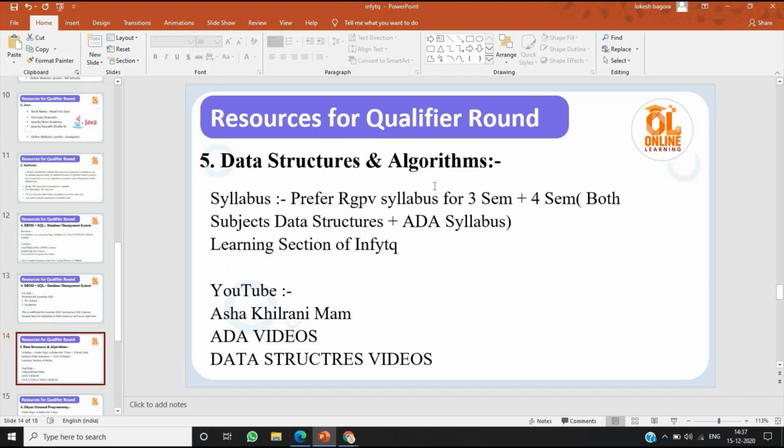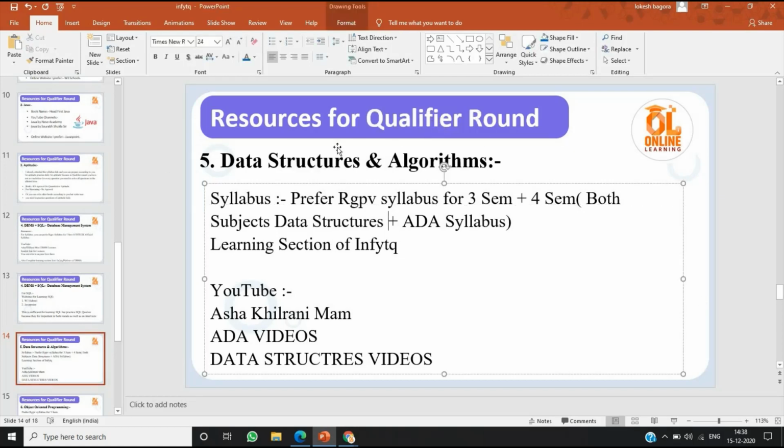After that, friends, comes data structures and algorithms. For the data structure and algorithm section, I always prefer the RGPV syllabus for 3rd sem, because in my university data structure and algorithms are two different subjects. Data structure is one subject that I read in 3rd sem, and algorithm is a subject that I learned in 4th sem. So I prefer the 3rd sem data structure syllabus of RGPV. You can also refer to your university syllabus, because they are quite the same. Topics are outdated now, but the syllabus is quite the same. So I prefer the 3rd and 4th sem RGPV syllabus.